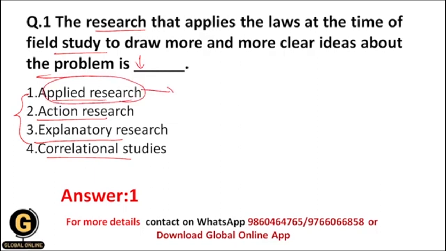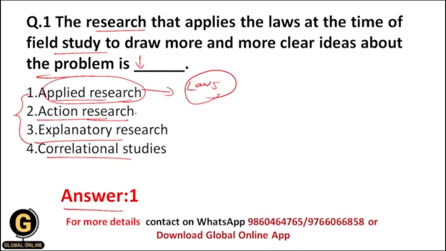applied research is the type of research in which we solve immediate problems, but apart from that we apply the laws, or we apply the existing theory or principles to our problem. By applying the laws or principles, it would be easier for all of us to solve the problems very easily, and we will get the conclusions of our results very easily and very efficiently. That's why here the correct answer is 1.